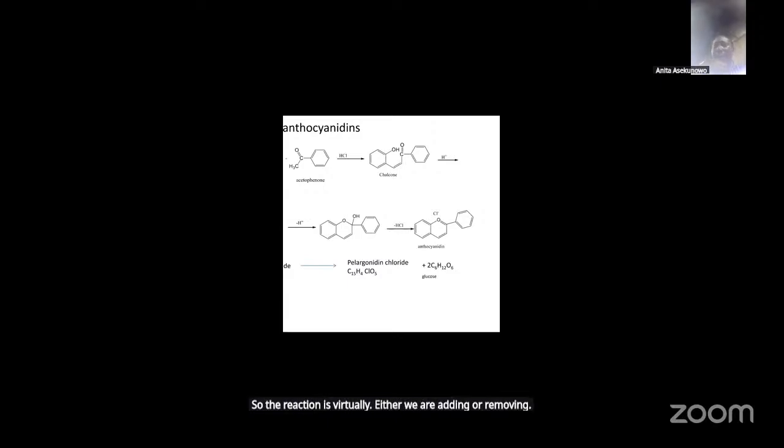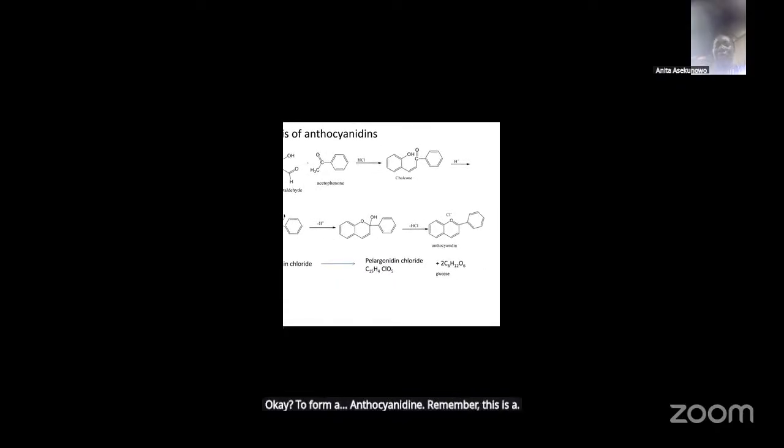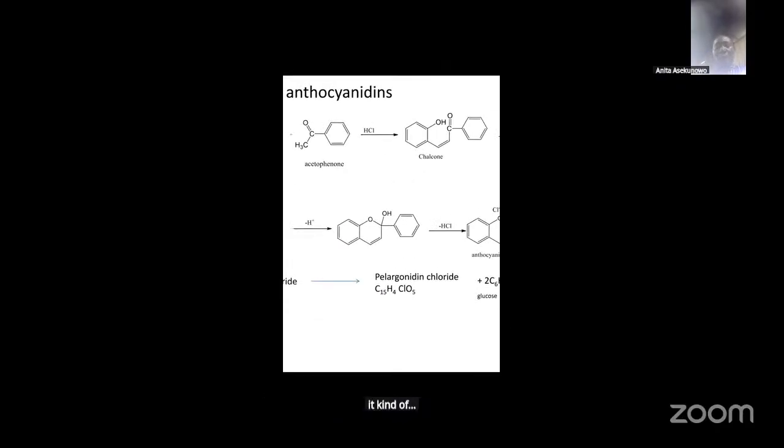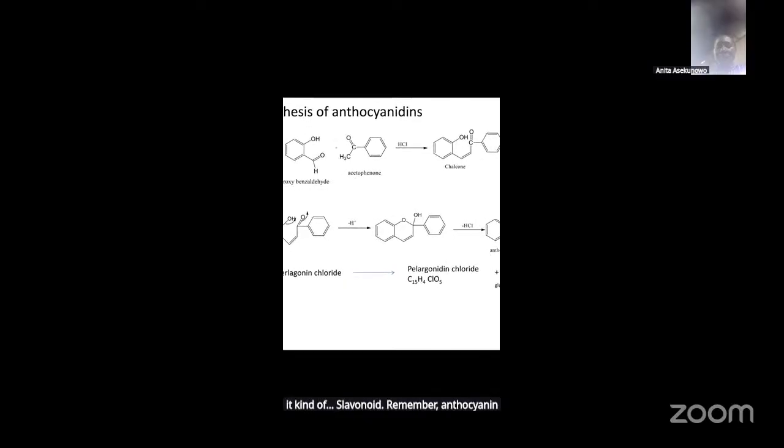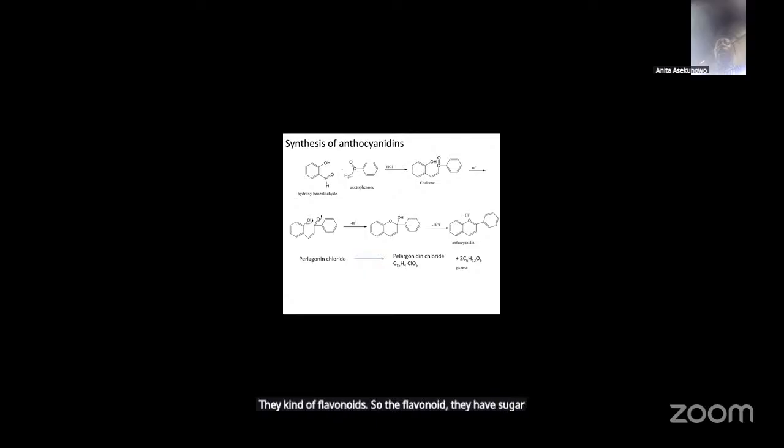Addition or removal. So virtually we are doing the same thing. Having HCl, either adding an acid or removing, to form our anthocyanidine. Remember, this is a kind of flavonoid. Anthocyanidines are flavonoids. It's a kind of flavonoid. So there are flavonoids that have a sugar moiety and those that do not have a sugar moiety.